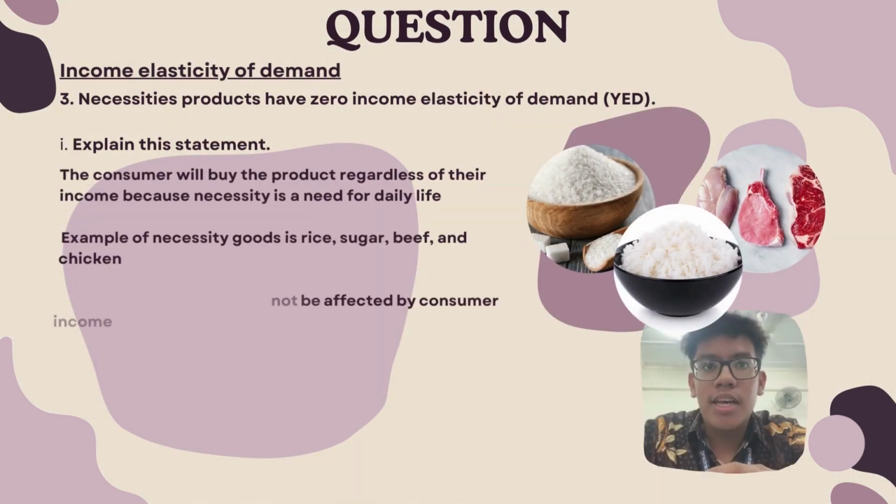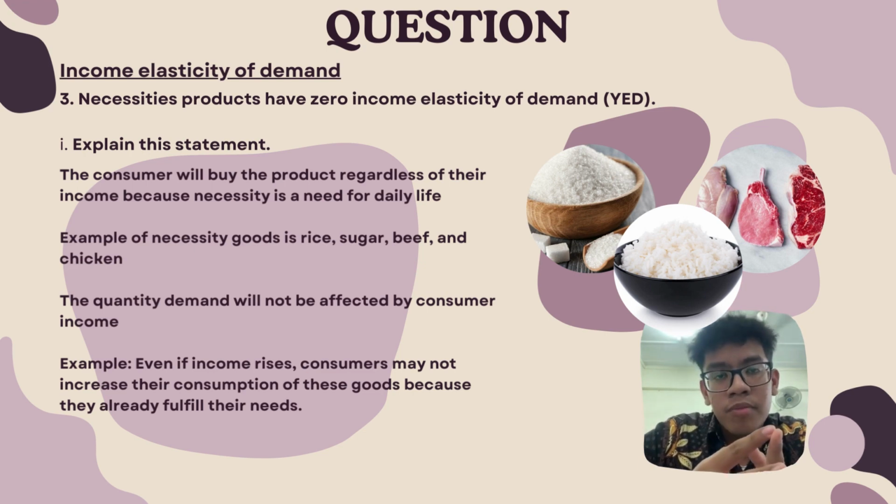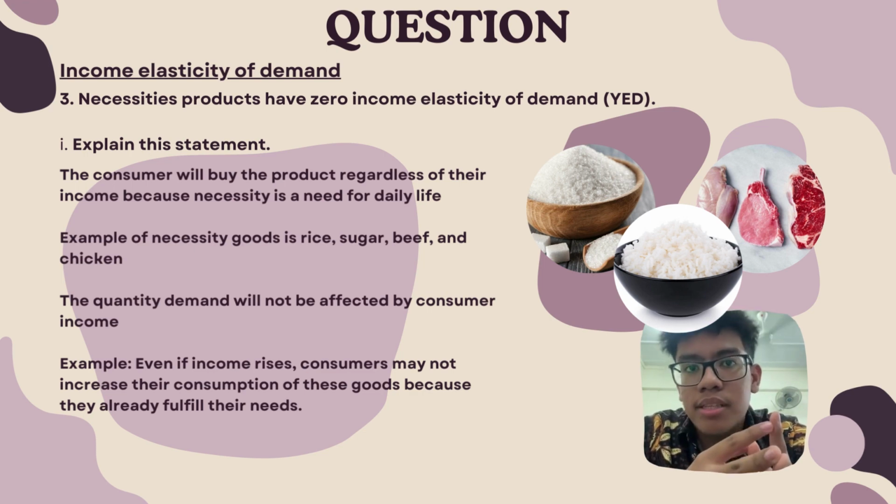Number 3. Necessity products have zero income elasticity of demand. Explain this statement. What is a necessity? A necessity is a product that the consumer will buy regardless of their income because a necessity is a need for daily life. For example, rice, sugar, chicken, and beef. The quantity demanded will not be affected by consumer income.